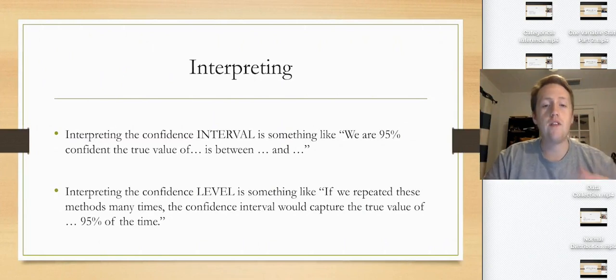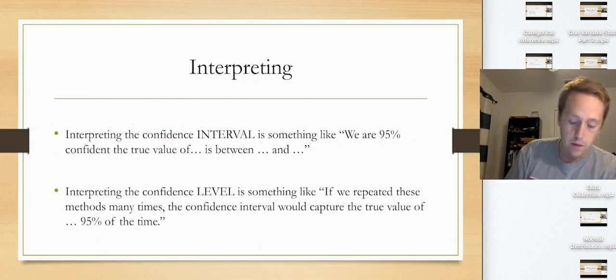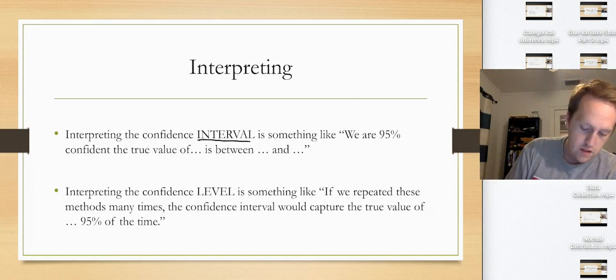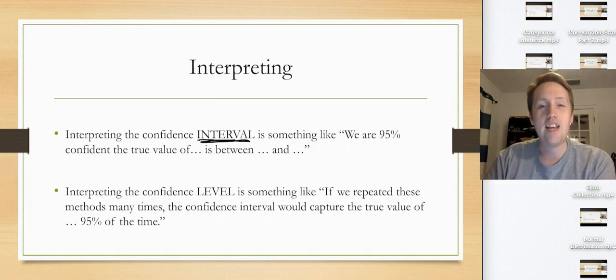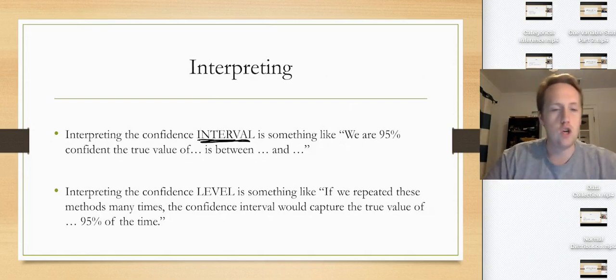All right, interpreting the confidence interval is something like, so I capitalize this for a reason. The confidence interval is interpreted something like we're 95% confident the true value of whatever is between blank and blank. Interpreting the confidence level, so this is saying what does 95% confident mean? It means if we repeated these methods many times, the confidence interval would capture the true value of the parameter, in context, 95% of the time.